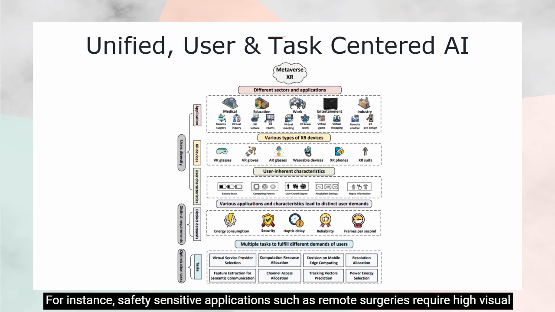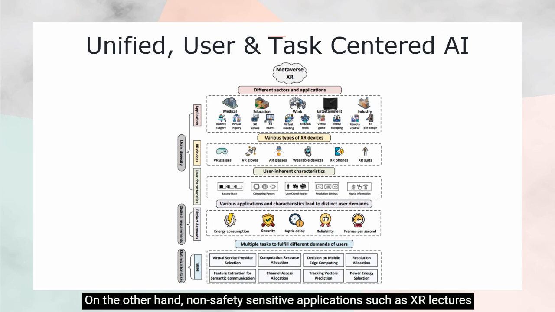Metaverse applications span across various sectors, each with different levels of computation and communication demands, as seen in this figure. For instance, safety-sensitive applications such as remote surgeries require high visual resolution and frame rate, alongside hyper-realistic and ultra-low latency tactile feedback. On the other hand, non-safety-sensitive applications such as XR lectures have higher tolerance for computation and communication delays. XR device hardware specifications such as computation power, communication capabilities, and battery capacity also affect user resource demands. User preferences and characteristics must also be considered when designing a user and task-centered optimization algorithm for MEC.